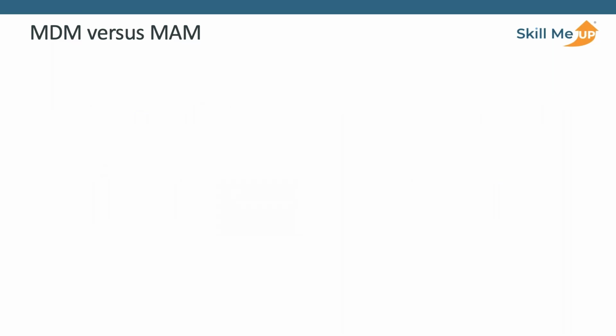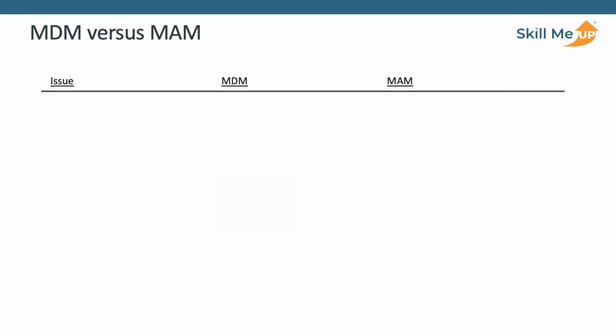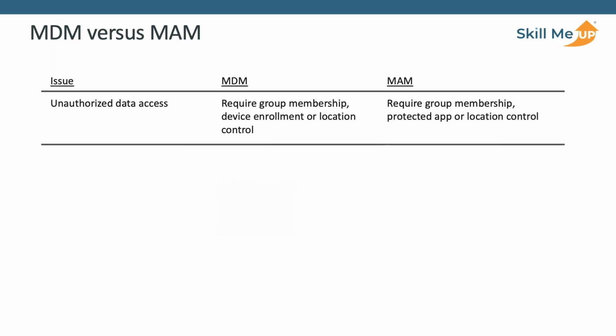Okay, so let's do a comparison between the two. So if we look at potential issues and then obviously MDM versus MAM. So let's take the first option here. Unauthorized data access. So how is this handled in either? For example, if you're using mobile device management, then you're going to require group membership and device enrollment or location control. So to protect unauthorized data access in the policy that you define, that's what you'll create.